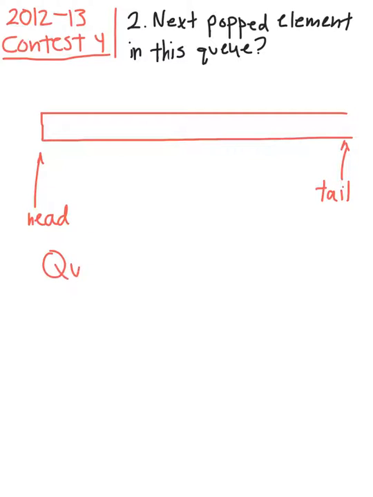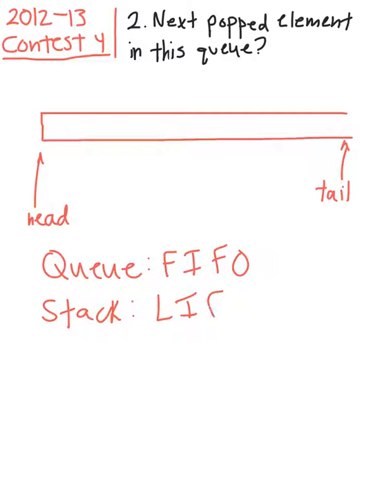Let's keep in mind that a queue is first in, first out, and a stack is last in, first out. So when we're a queue, we are popping from the head. I'll write, this is a queue. And when we're a stack, we're popping from the tail. Stack. Now let's follow the instructions from the problem.